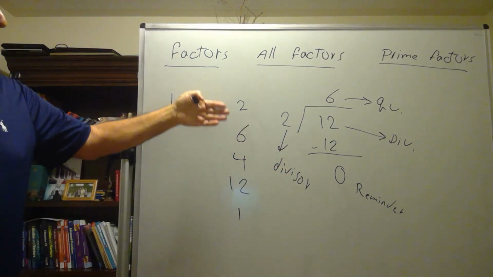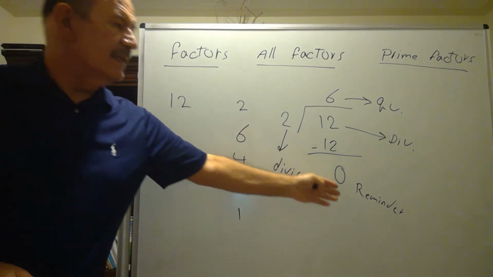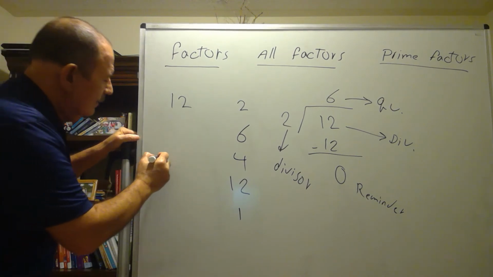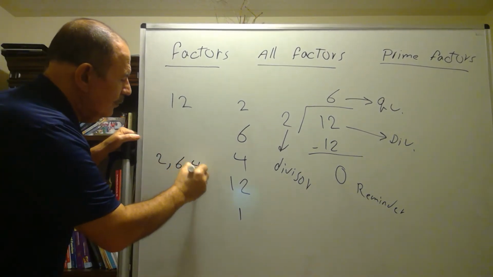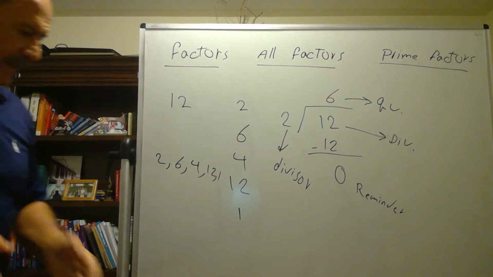The same thing for the other ones: 6, 4, 12, and 1. All of them are divisors with a 0 remainder. So what are the factors of 12? 2, 6, 4, 12, and 1. All of them are factors of 12.